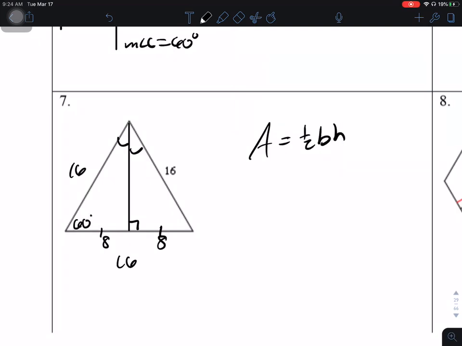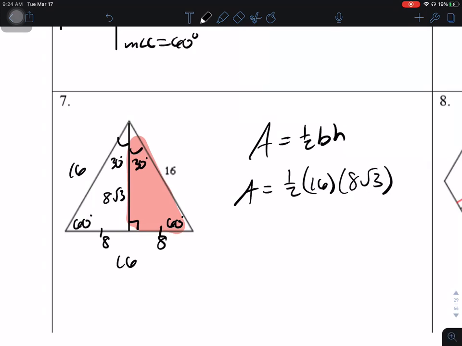A regular triangle is equiangular. All the angles are 60. That height cuts this vertex angle in half. So we got this 30, 60, 90. Short leg is 8. Hypotenuse is twice that at 16. The long leg is the short leg times the square root of 3. So the area of this triangle is 1/2 of 16 times the height of 8 square roots of 3. That's going to give us 64 square roots of 3. We don't have units, so it's square units.